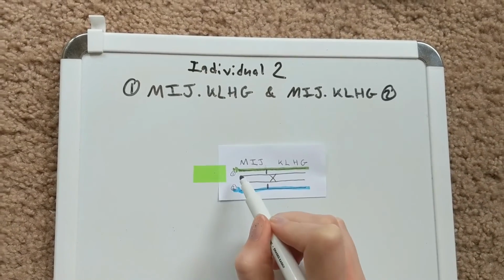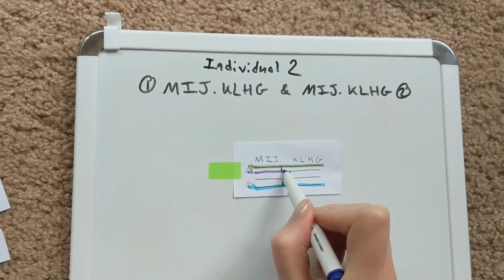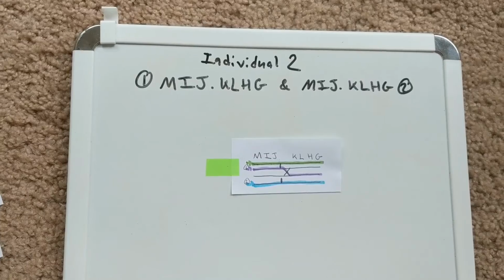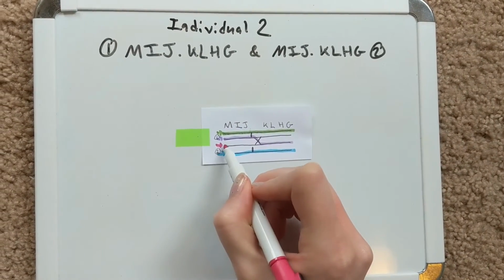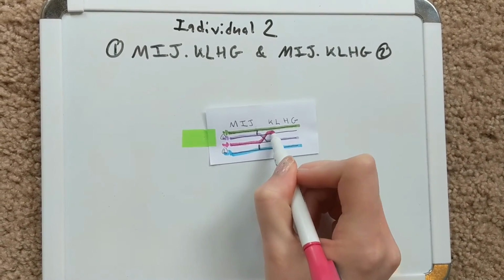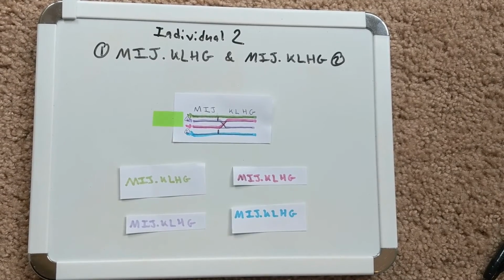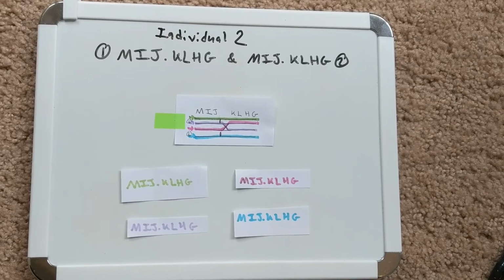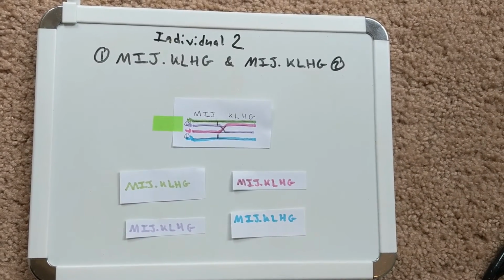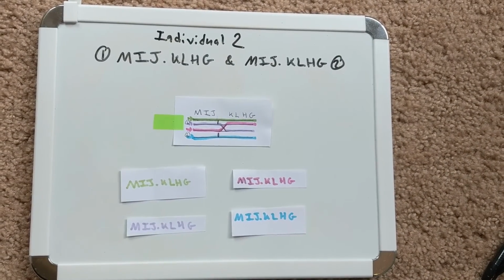The purple roller coaster will start on the second line and dip down or cross over to the third line. The pink roller coaster will start on the third line and take a slight hill up to the second line. All of the roller coasters will produce the same gametes MIJ.KLHG, and all of these gametes will be viable since all of the regions are present and there are no duplications.